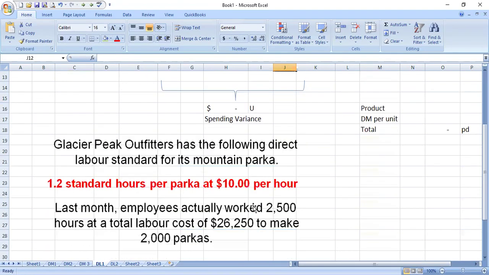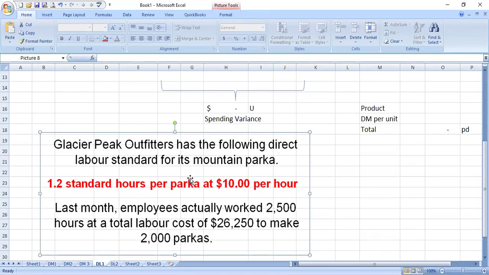So now let's start to look at our question. The first thing you have to identify when you start reading the question is which variance analysis you have to do. Once you see the following direct labor standards, that means we have to do direct labor. For the direct labor standards, we have a standard that we have to spend 1.2 hours per 1 unit, which is a parka, and based on our standards, we're paying $10 per hour for every hour that our workers work.